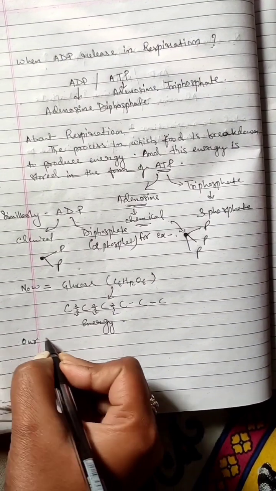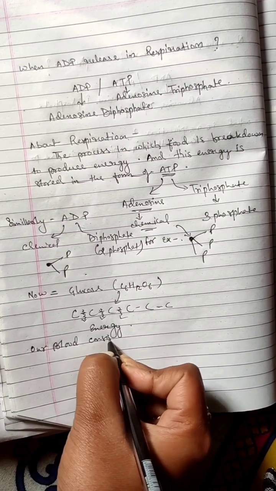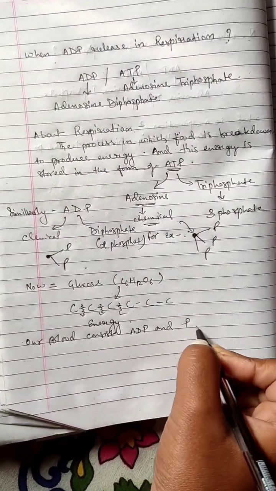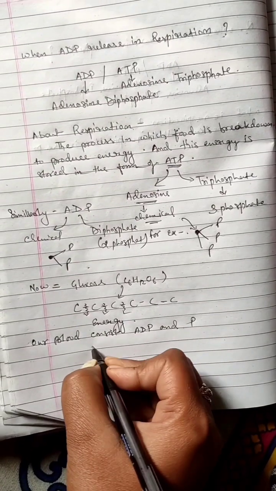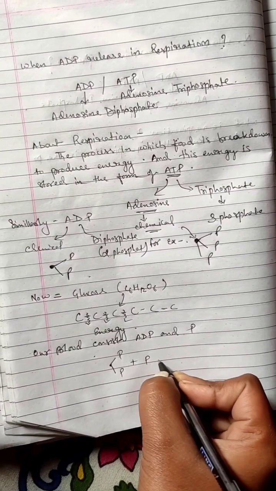Alright, so now you see that in our blood we freely find some compounds like ADP and phosphate. These ADP and phosphate get together and create ATP and store the energy. So you can see here.